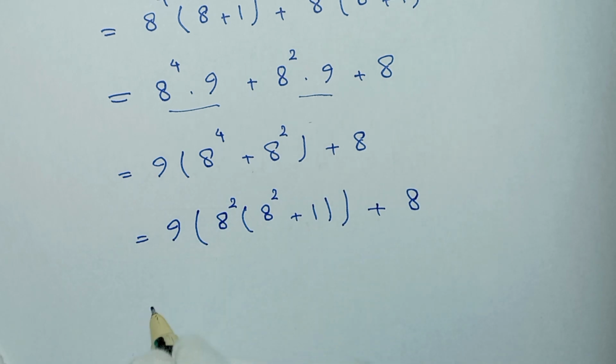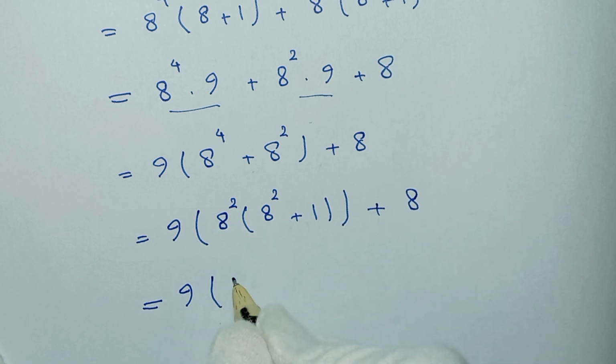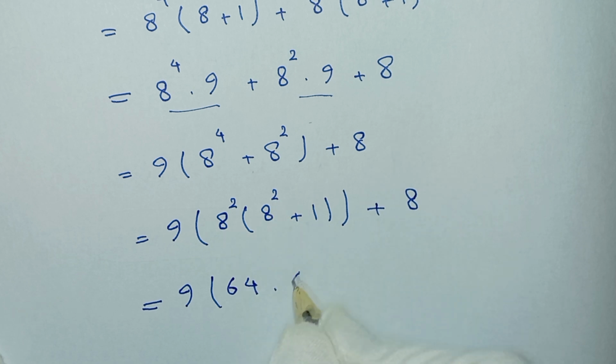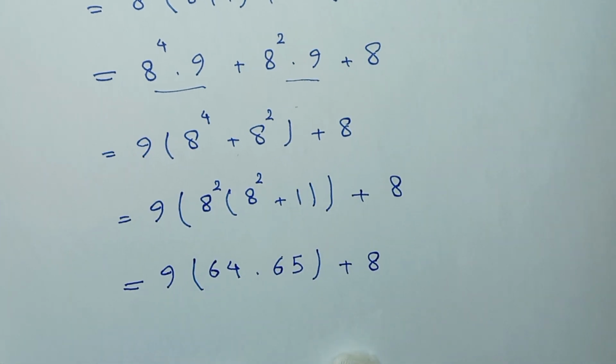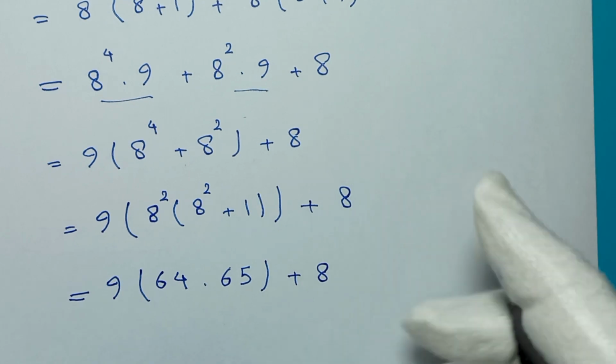And it will be 9, 8 to the power of 2 is 64. And 8 to the power of 2 is 64 plus 1 is 65, 65. And plus 8. And here, 64 times 65.